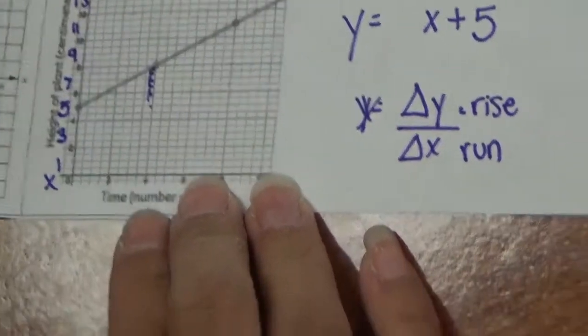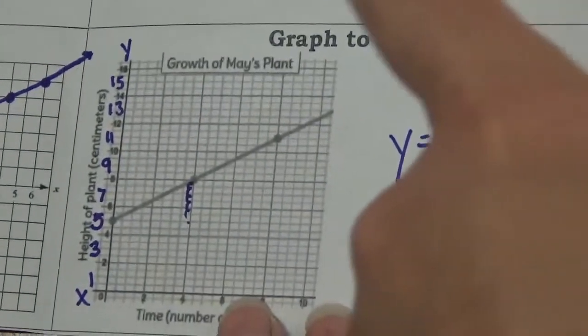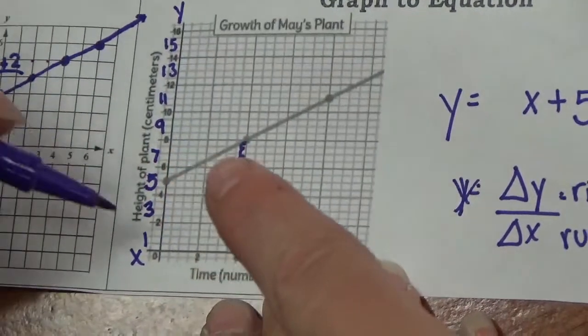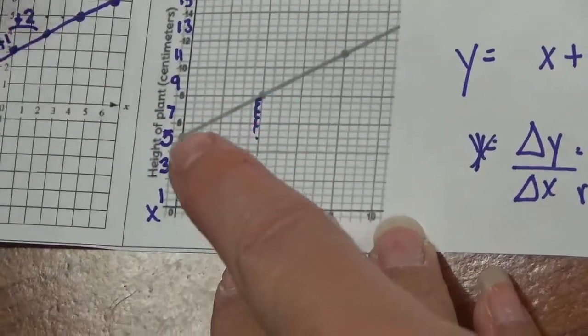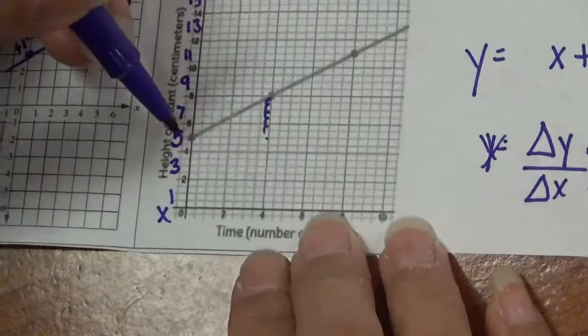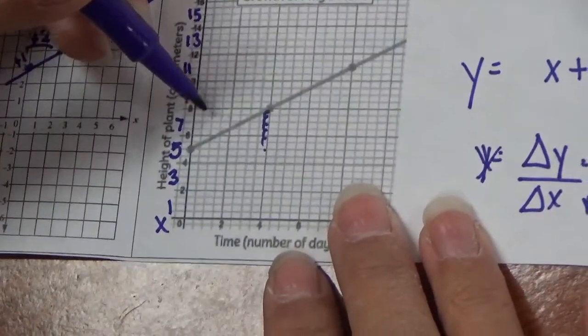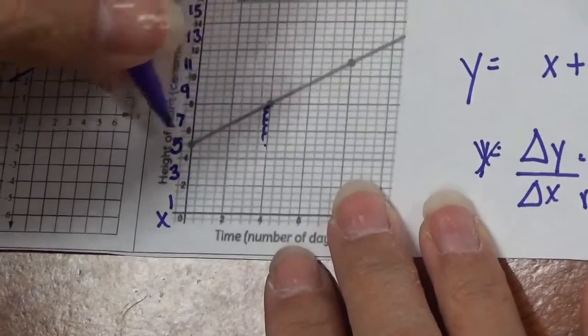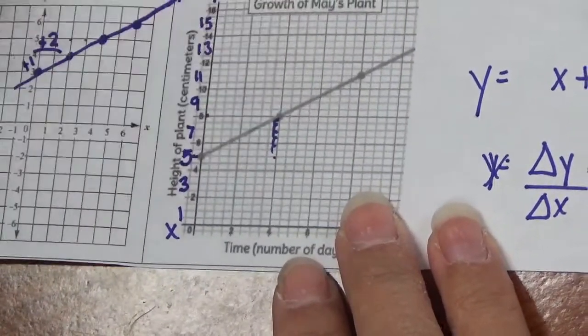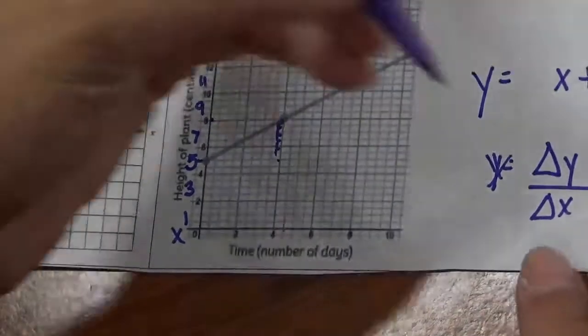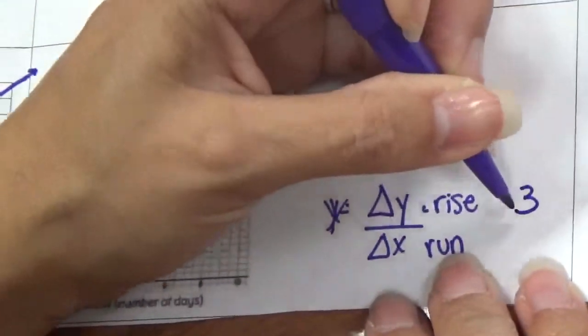Where did I mess up, Miss Heinman? I would see how you made that nice little label right here. Oh, you're right. So you want to see from 5 going up to the 8. I'm going from 5 to 8. That's so helpful. Okay, so I started at 5 and then I went to 8. Oh, that's easier. That's going to be 3. So my change in y is 3.